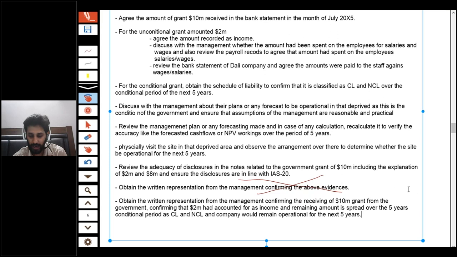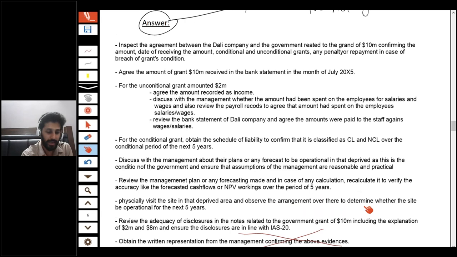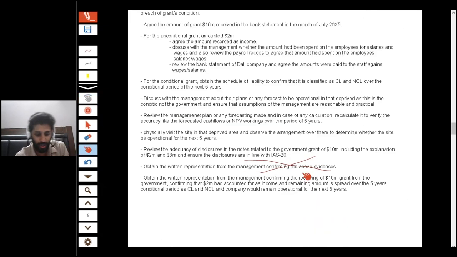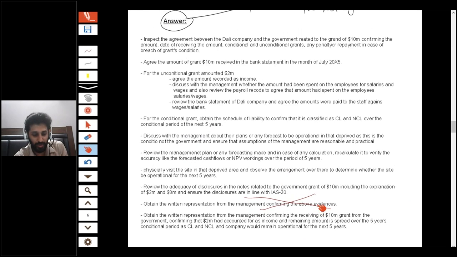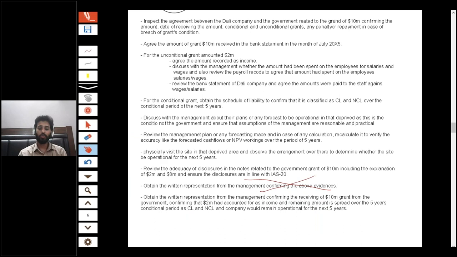Now that's my answer. Now you can see the difference between this line and this line. I have seen some students writing the first way, which is not a professionally addressed procedure. The professionally addressed procedure is the second way, right? So I had written it down.